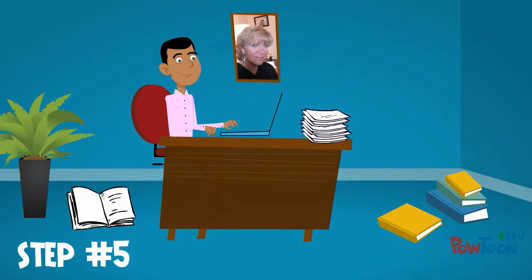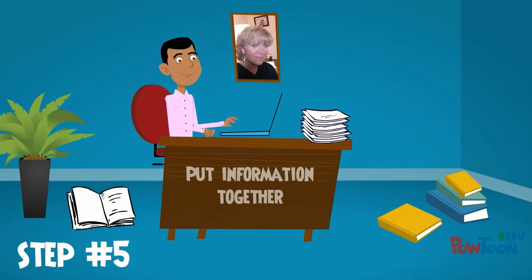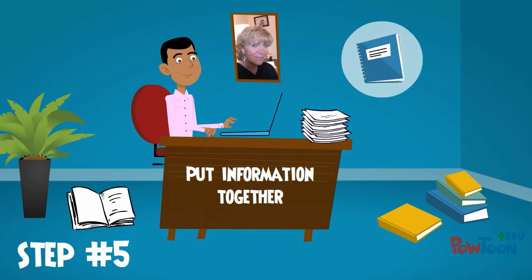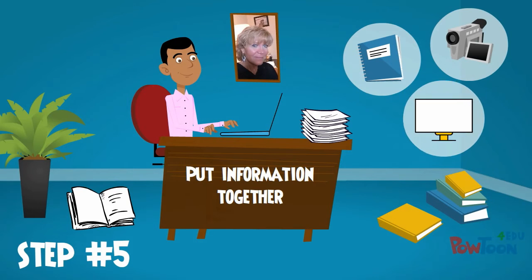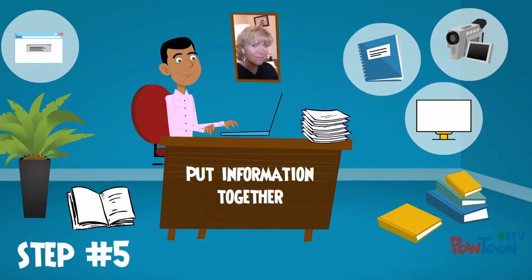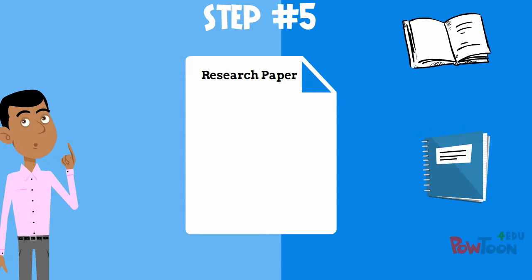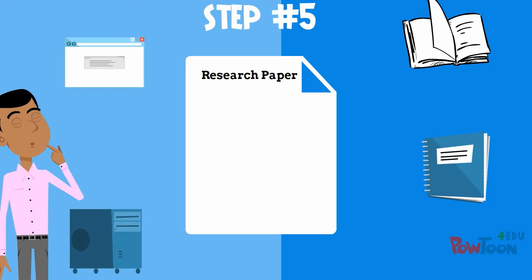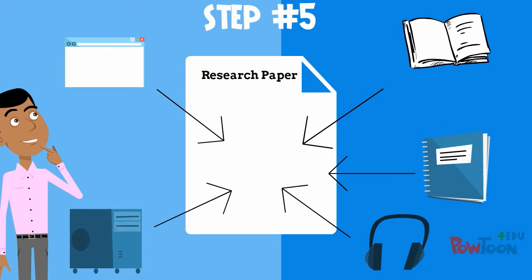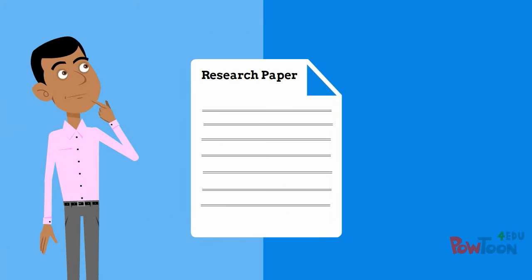Step 5 is taking the information found and putting it all together in some kind of final product, a written report, video, slideshow, digital presentation, podcast, etc. The researcher should think about how the information will be organized from all of the sources and used, and how it will be presented.